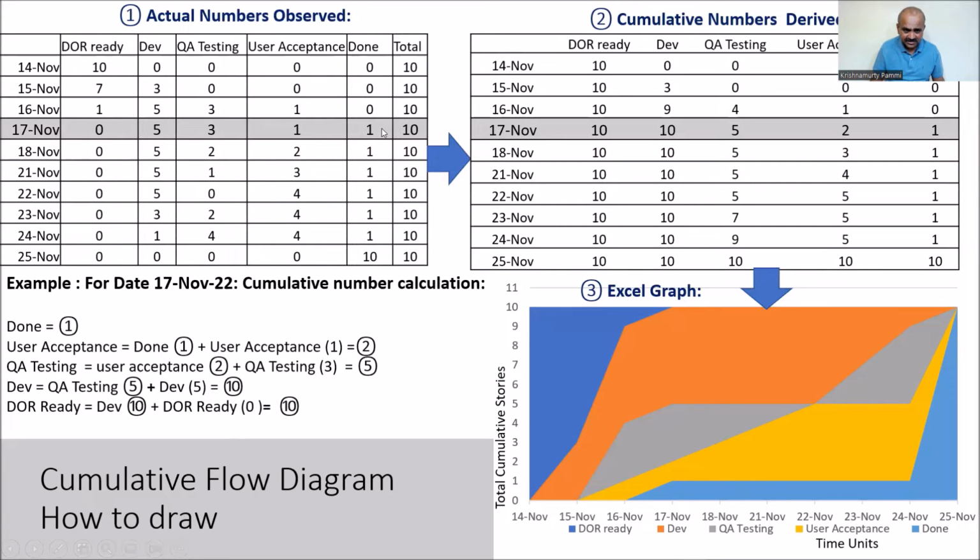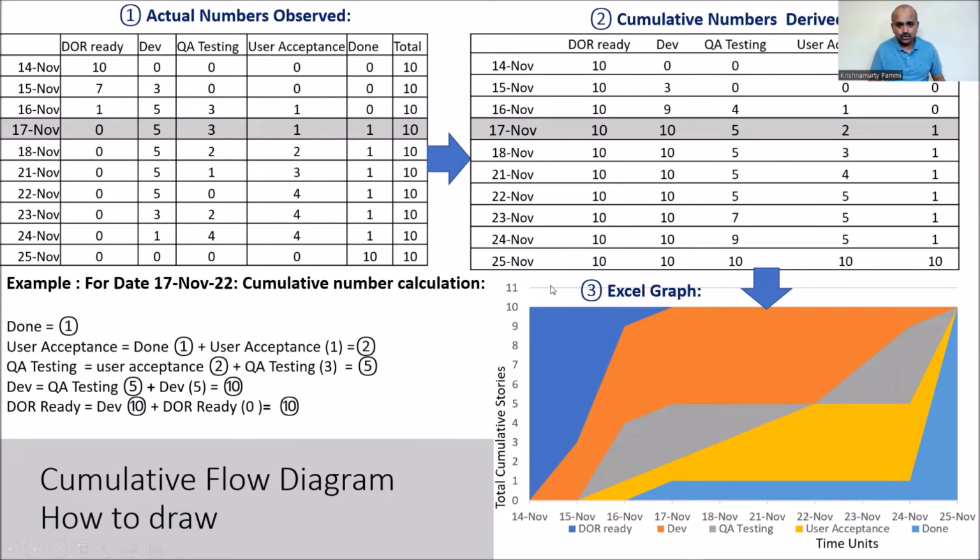For these cumulative numbers 5, we will add the current number 5. So 10. So there is nothing queued in 0. So again, the total number accumulated so far is 10. 10 plus 0, 10. So what are we doing? We are trying to build pillars. First pillar is done. On top of that, we will try to build user acceptance testing. On top of that, QA testing. On top of that, development. On top of that, the definition of ready.